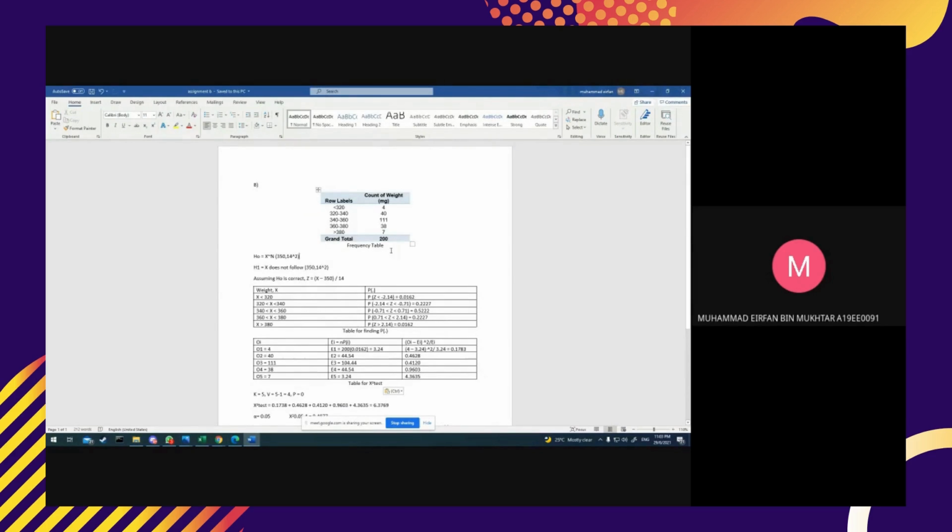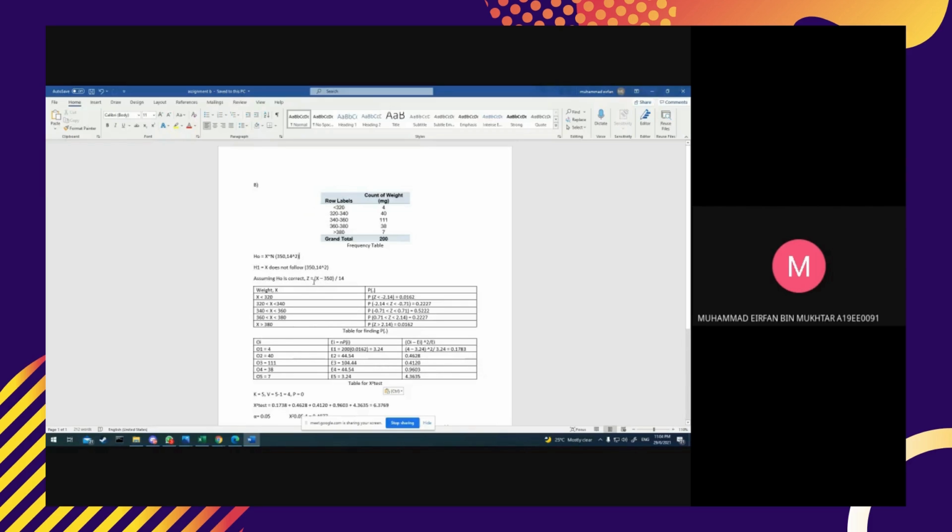So this is the frequency table that we get. Then we assume weight is X. So for H0, we say that X follows the normal distribution with mean 350 mg and 14 standard deviation. H1 says X does not follow the normal distribution. So by assuming H0 is correct, Z is equal to (X minus 350) over 14.